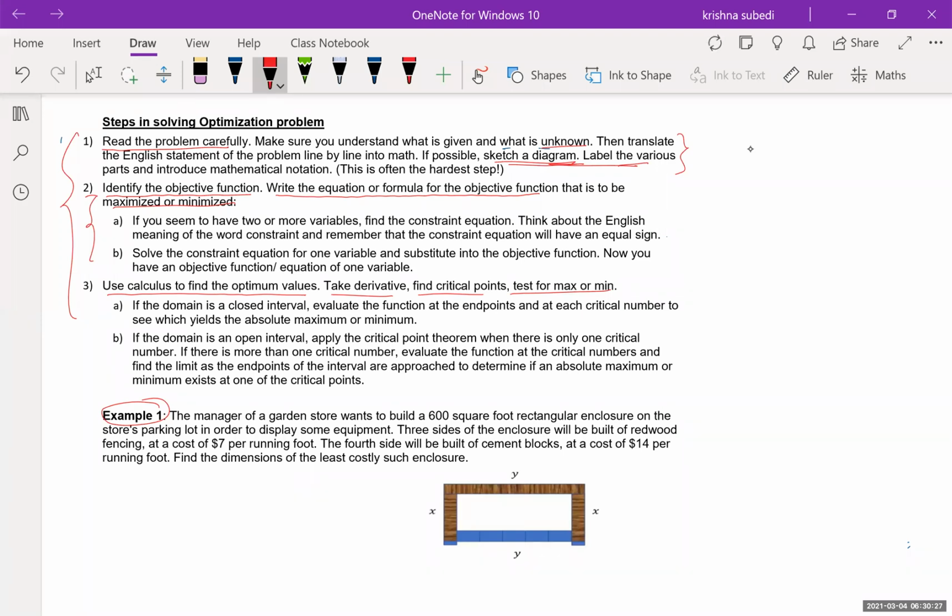The manager of a garden store wants to build a 600 square foot rectangular enclosure on the store's parking lot in order to display some equipment. Three sides of the enclosure will be built of redwood, as you can see in the figure, redwood fencing, and the redwood costs $7 per foot. But the fourth side will be built of cement block, the blue one, as you can see. This is the cement block.